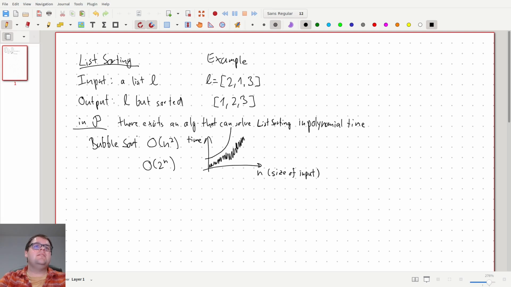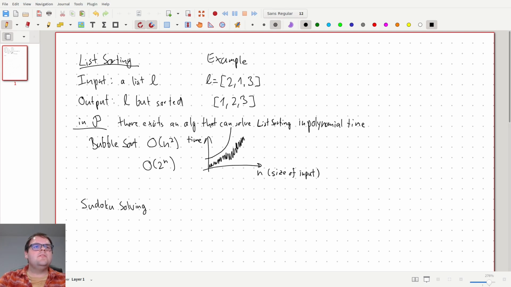So even though there are other algorithms that are more efficient than bubble sort, it doesn't matter. We just need an algorithm that takes polynomial time. And that means the problem is inherently in P, right? It means we can solve it in polynomial time. That's the idea. So then what's an example of something that's not as efficient as list sorting, that we can't do in polynomial time? Well, let's look at the example of Sudoku solving.